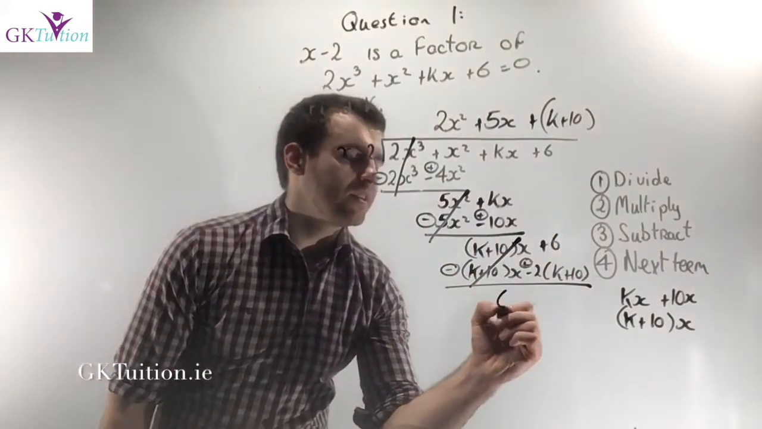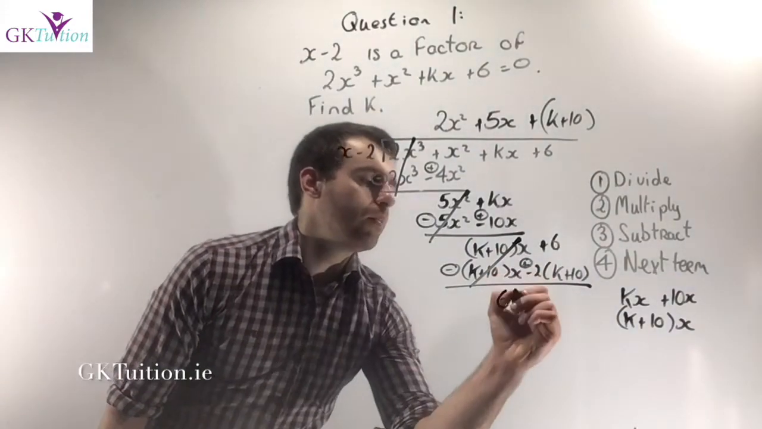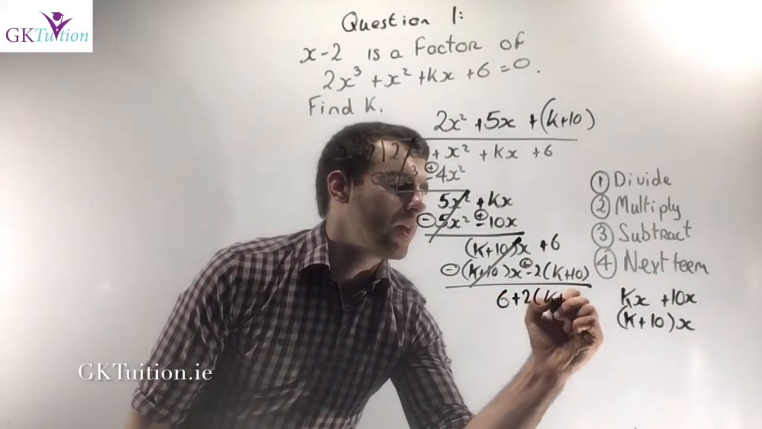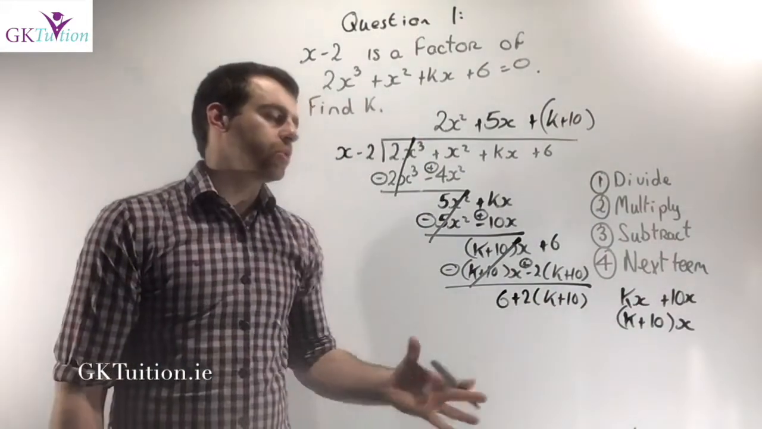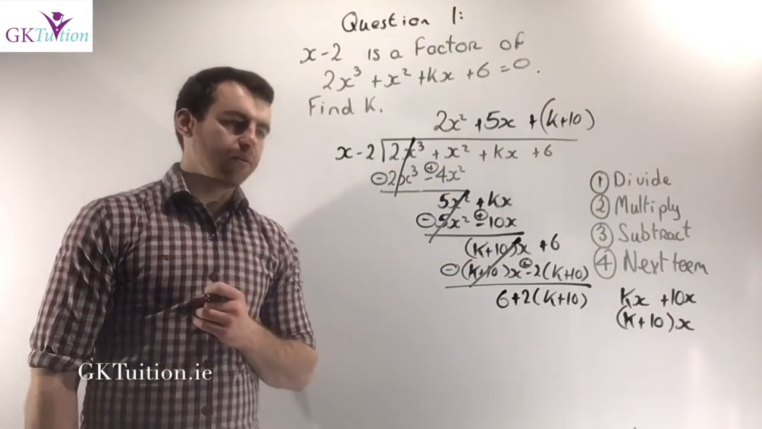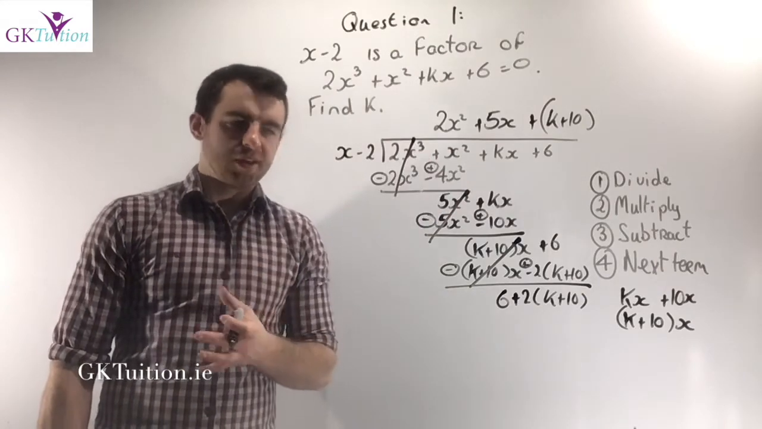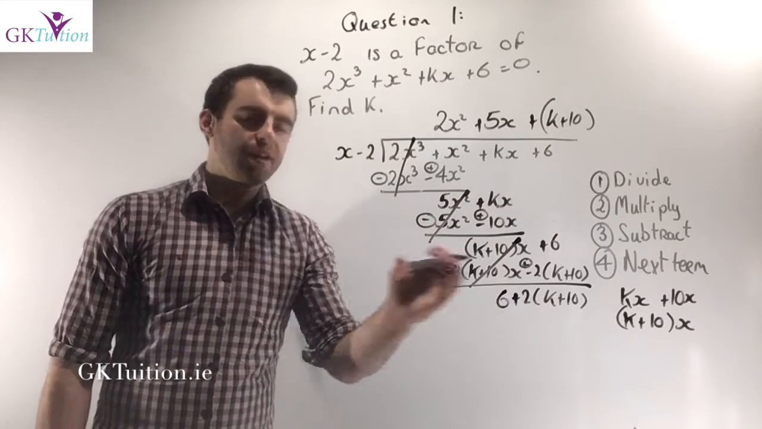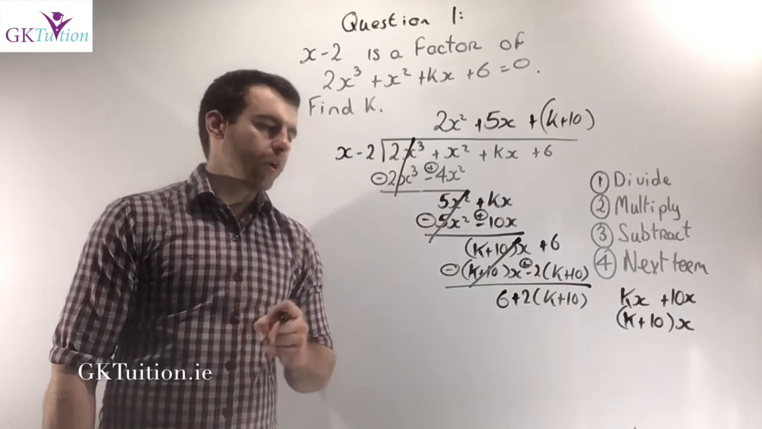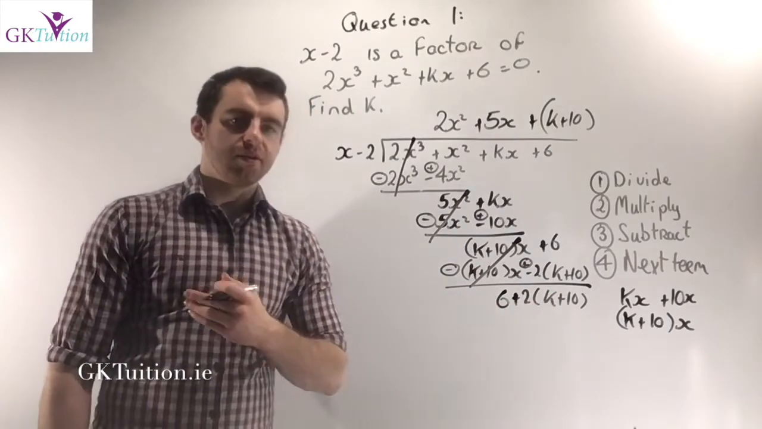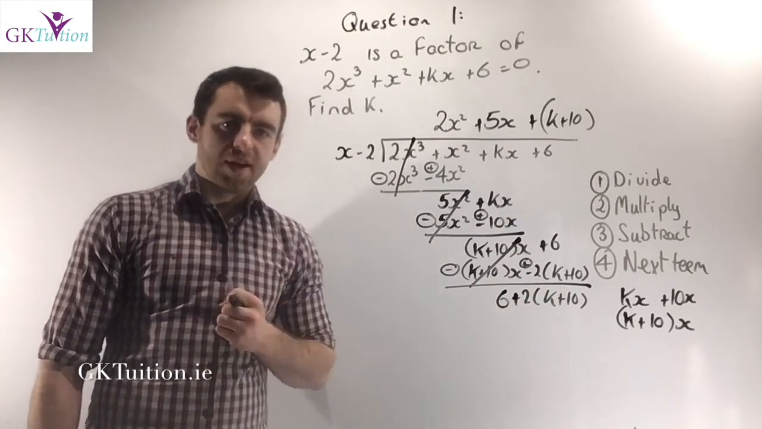On the top I have a 6, and on the bottom I have plus 2 times k plus 10. There's no more terms to take down, so that's my remainder. So x minus 2 is a factor of the cubic, which means that when I use long division, my remainder must be equal to 0. So what I'm going to do now is take this remainder, let it equal 0, and find the value of k.